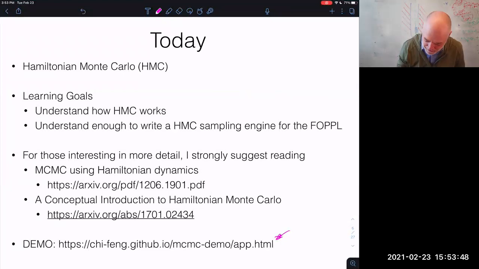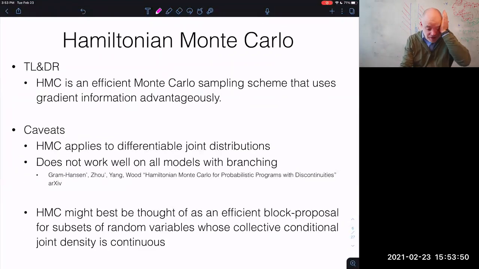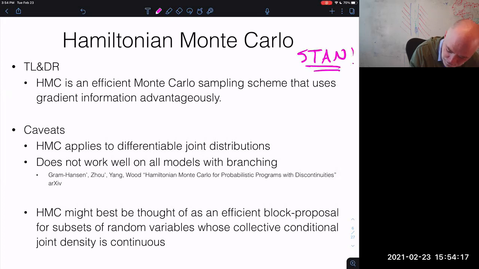Okay. Cool. All right. So, too long, didn't read. Hamiltonian Monte Carlo is an efficient Monte Carlo sampling scheme that uses gradient information advantageously. Okay, so straight away, your ears should perk up and think Bayesian deep learning or differentiable models only, and so on and so forth. There's going to be some restriction on what we can do here, but it's powerful enough that probably the most utilized probabilistic programming system, period, called Stan, is entirely based on Hamiltonian Monte Carlo. It's the only inference algorithm that's available, and everything is assumed to be differentiable.